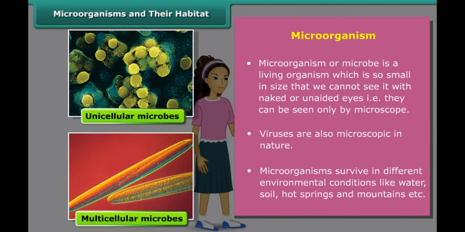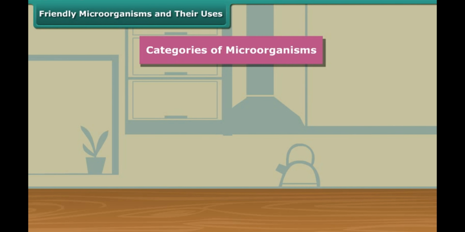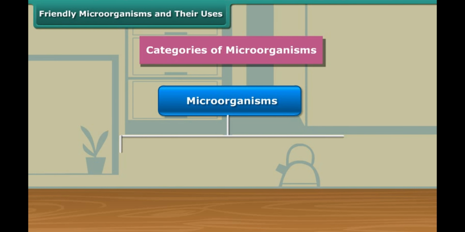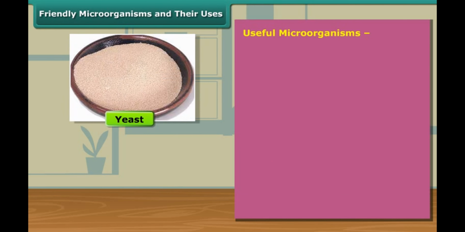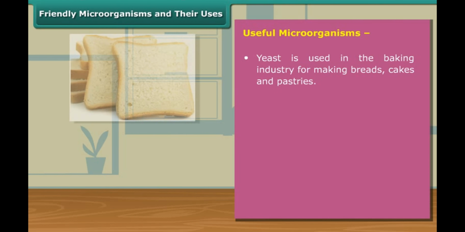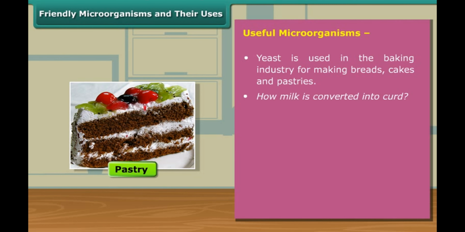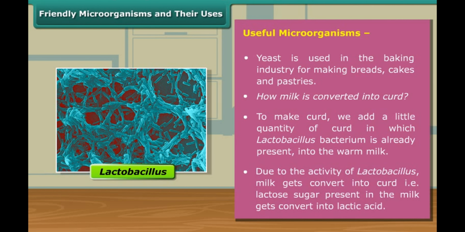Microorganisms can survive in different environmental conditions. Dear students, these microorganisms are broadly categorized into useful microorganisms and harmful microorganisms. Now we discuss the friendly activity of a microorganism in detail. One such friendly microorganism is yeast. Yeast is used in the baking industry and in our homes for making breads, cakes, and pastries, etc. The bacterium Lactobacillus is useful to make curd from milk.